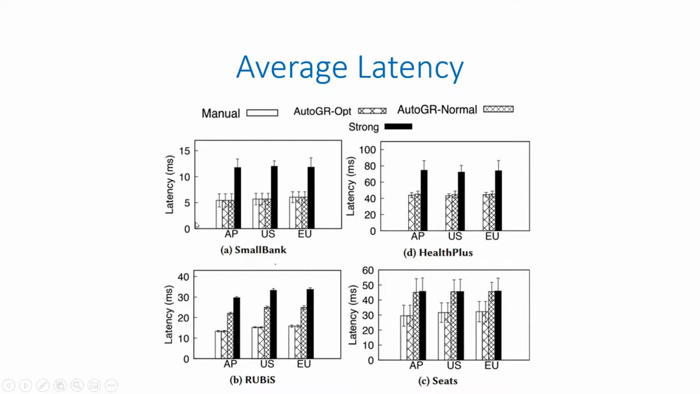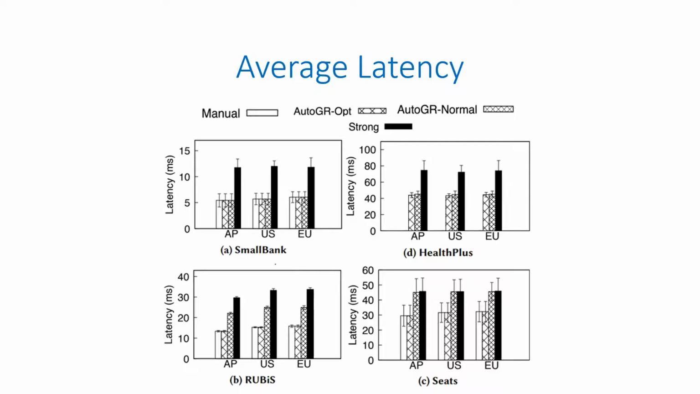So as you can see, the average latency observed by the users at different sites for all the apps except for Health Plus, because they were not able to do manual analysis for that big code base. The manual and optimized AutoGR version is almost the same for each of the other 3 applications, and in comparison with Strong, which is their version of strongly consistent application, they have high latency compared to the AutoGR optimized ones, which proves that their version of AutoGR OPT is very effective in terms of latency.